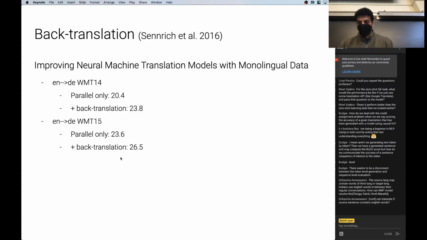Let's see. So Budgie has posted some clarifications. Aren't we generating text token by token? We have a generated sentence and may compute the BLEU score. How do we compute? Oh, I see. So this question is related to your question about can we use this in the adversarial setup. I think this question implies that the goal is to use the BLEU score as a signal to further improve the model. So for example, if I do beam search, I produce a translation and it has a very low BLEU score, can I use this as feedback to the model so next time it produces something with a higher BLEU score?